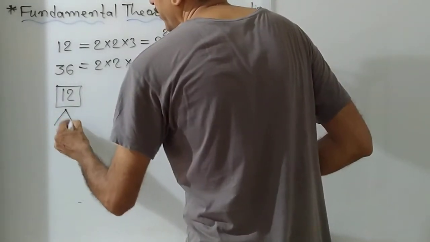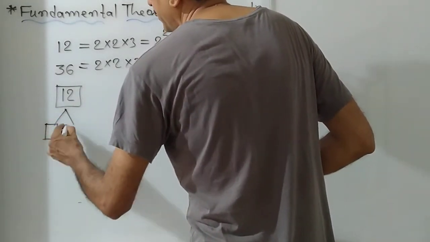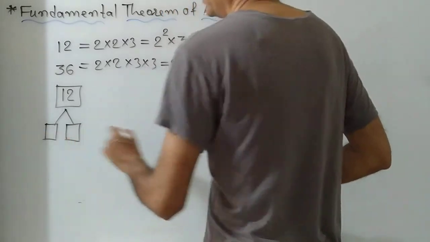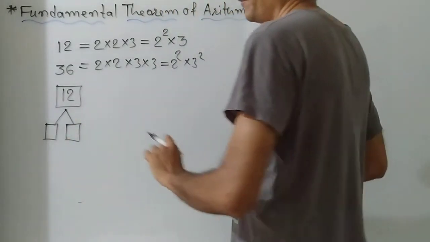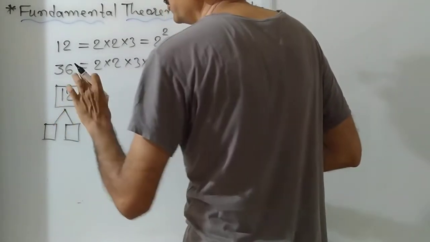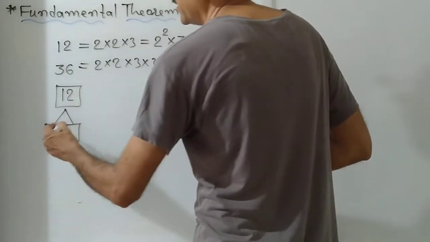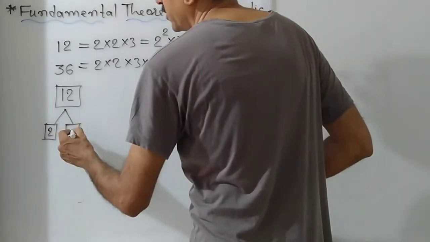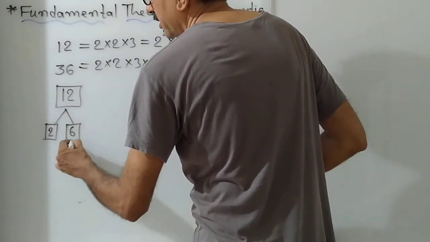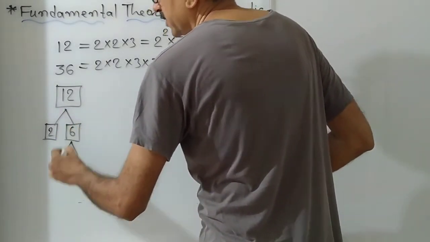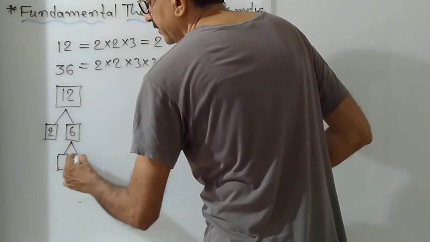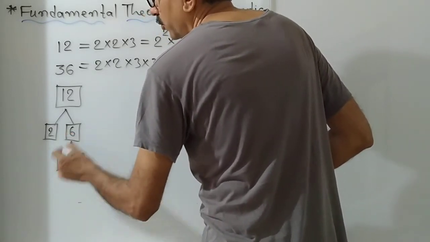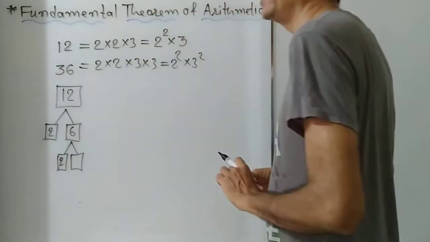Let's try to factorize. Both are the same thing, but in the textbook it is given this way. 12. First you decide by what number 12 is divisible. 2. Start with the smaller prime number. 2 times how many is 12? 6. Further, 6 is composite. Then try to factorize by 2 first. Is it possible to divide 6 by 2?